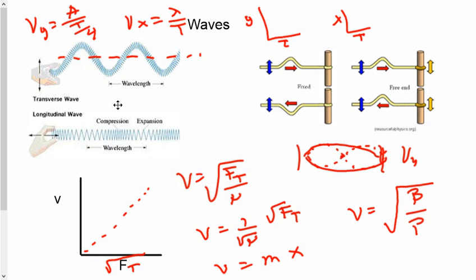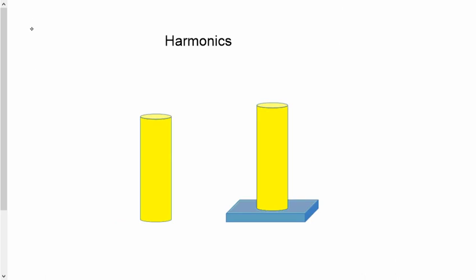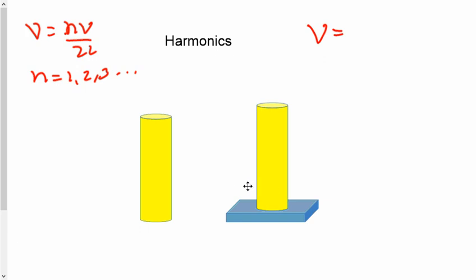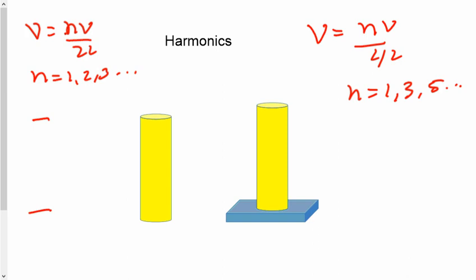Okay, and our harmonic pattern, speaking of which, let's go to that right now. For a string, we have velocity is equal to nv over 2L, and n equals 1, 2, 3, etc. That's the same thing as just a hollow tube. Velocity for when you close off one end equals nv over 4L, and n equals 1, 3, 5, etc. So this one here also works for springs and also just strings.